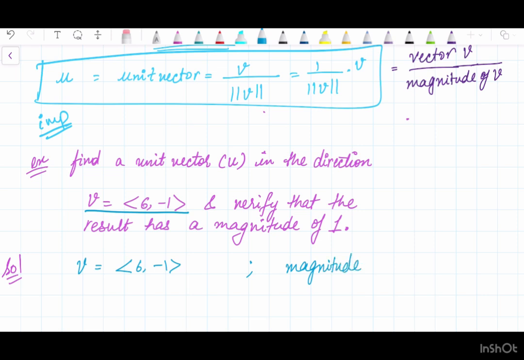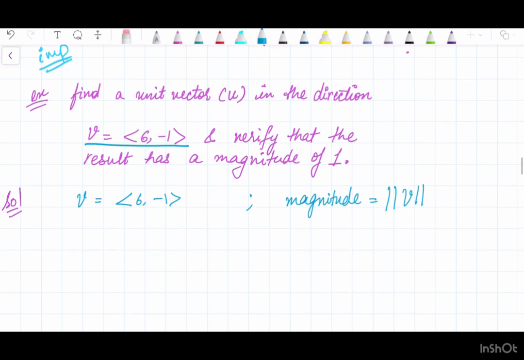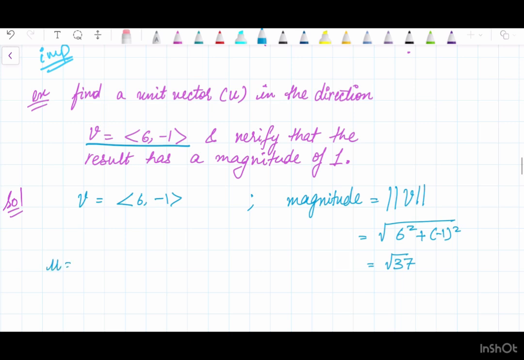So I just have to put it in the radical and square it. So magnitude of vector v with the proper notation will give you radical of 6 squared plus negative 1 squared. That will give you the magnitude. So magnitude is radical 37. I just have to put it in the unit vector format.